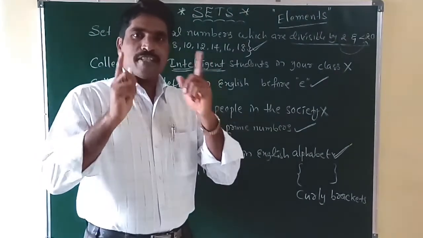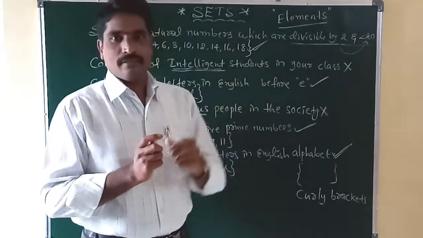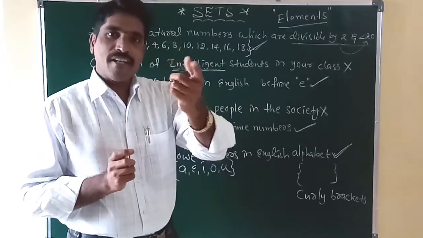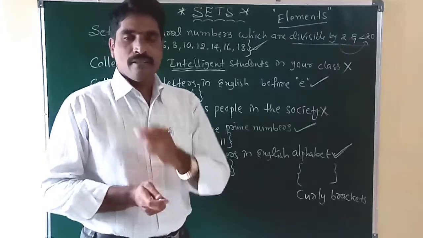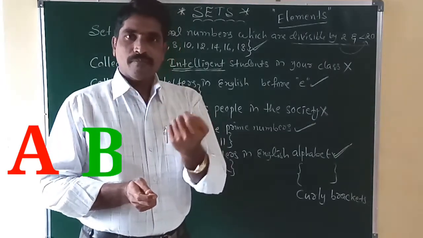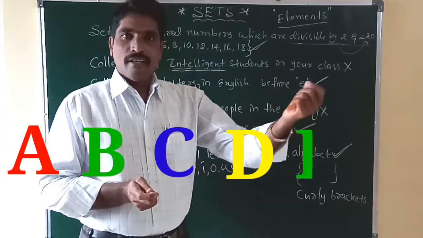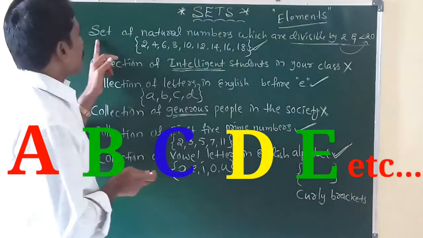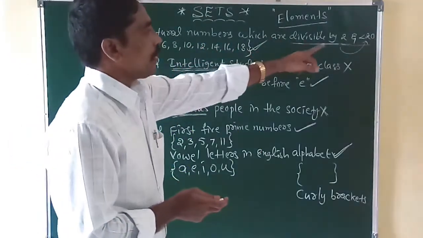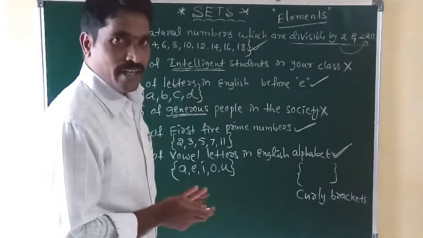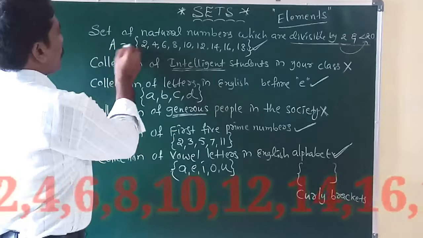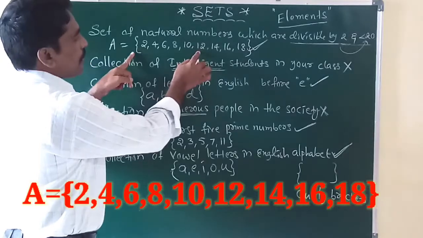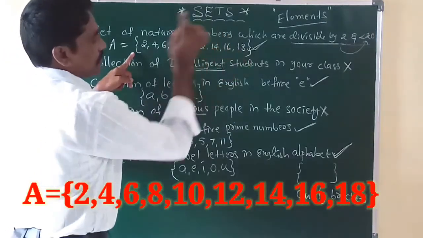It is difficult to express a set in long sentences. Therefore, we can represent the set using capital letters of the English alphabet like A, B, C, D, E, etc. In the previous example, the set of natural numbers which are divisible by 2 and less than 20, if denoted by the letter A, then set A is equal to 2, 4, 6, 8, 10, 12, 14, 16, 18.